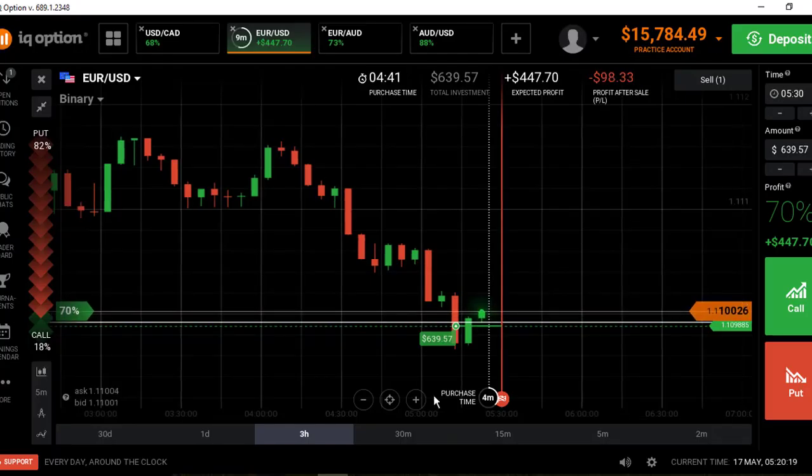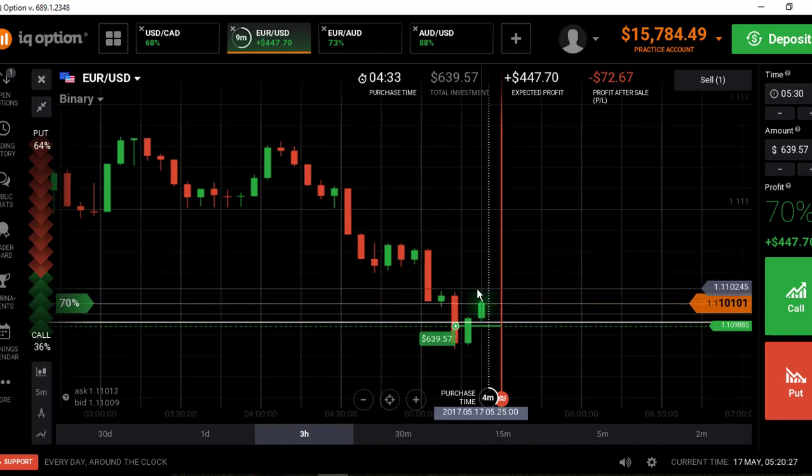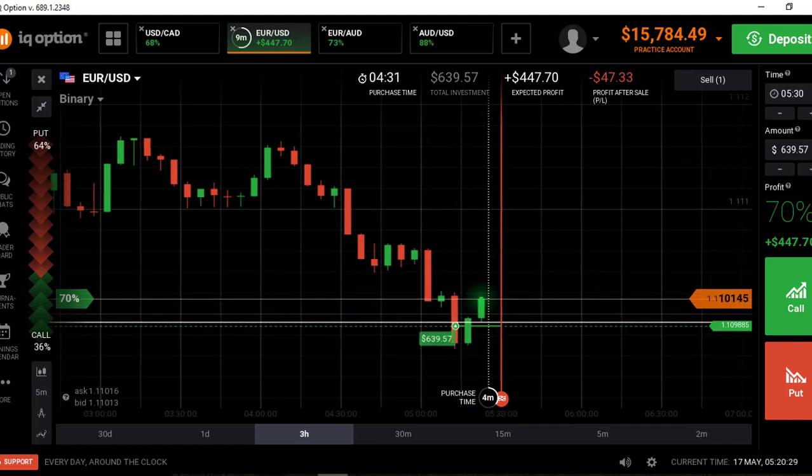So now this candle is quite encouraging because the price continues to go up, but there is a little resistance here. So if we see a break of this level, it's very, very encouraging.